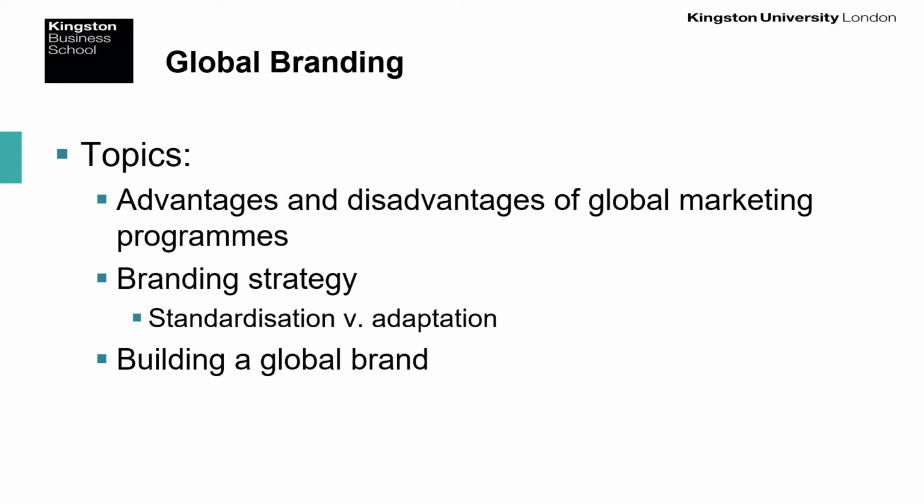Let's now look specifically at global branding. And there are three topics that we're going to cover in the remainder of the session in relation to global branding. First of all, we're going to look at the advantages and the disadvantages of having a global marketing program for our brands. Then we're going to look at the all-important decision of standardization versus adaptation. When we are internationalizing our brands, when our brands are becoming more global, we need to decide what is going to be standardized, i.e. what about the brand is going to be kept the same everywhere, and what we need to adapt, in order to meet local cultures, local differences in currency, and so on and so forth. And then we'll finish up by looking at some tips and guidelines for building a strong, successful global brand.